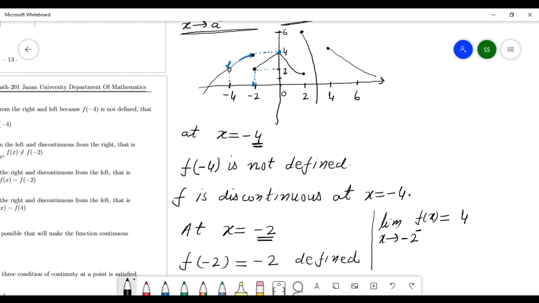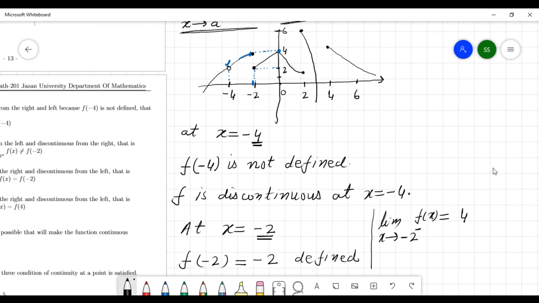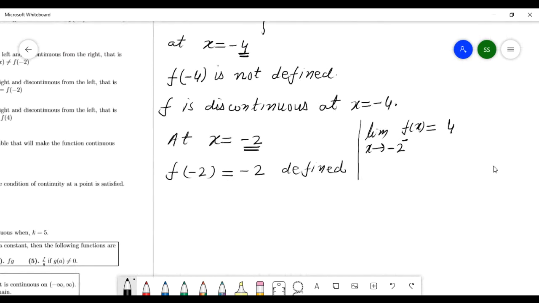So look over here, the left hand limit, limit x goes to -2 from the left of f of x exists, and this f of -2 exists. Okay, so our condition on the left: this is not continuous from the left because they are different. The left limit and f of -2 are different.